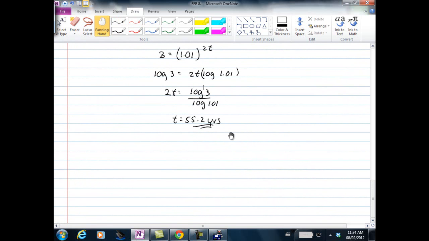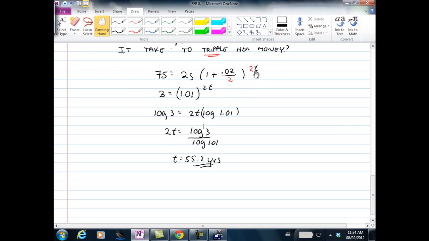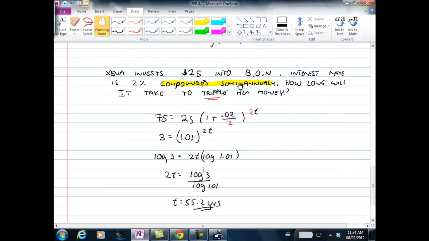Hi, question. Where do you get the 2t from? 2t? Because I bring 2t to the front. Because it's 2 to power 2t. No, but where do you get the 2 from though? The key word here is semi-annually. Semi-annually means 2, because 2 half years make up a year. Okay? That means you would divide by 2 and by 2.